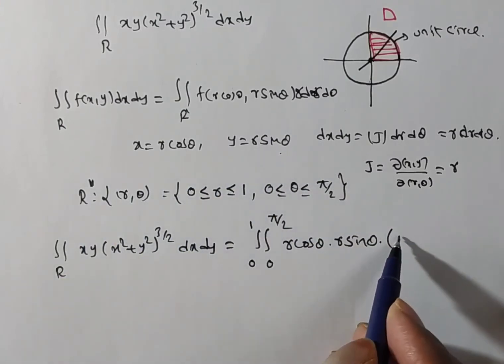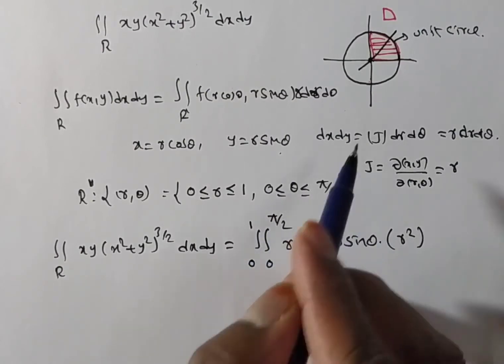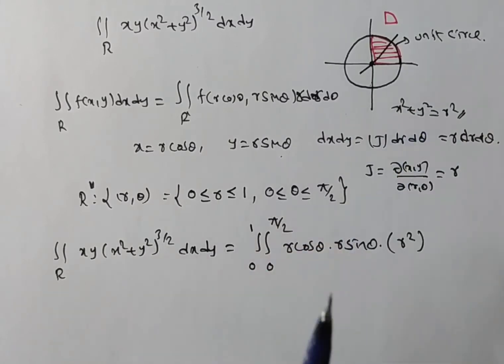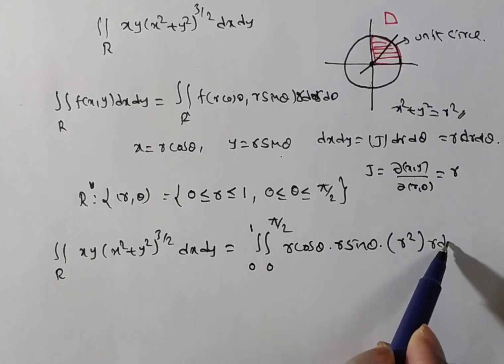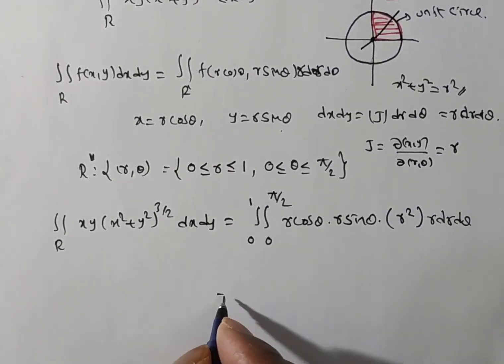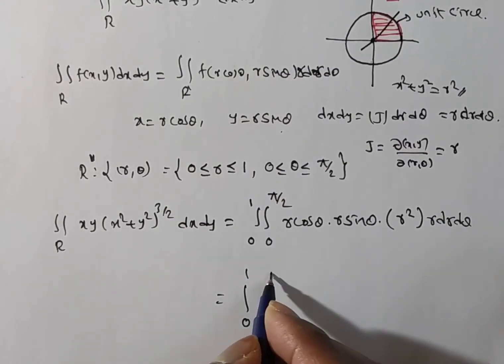If you add these two, you will have r square times cos square theta plus sin square theta, which is nothing but 1. So you will get x square plus y square equal to r square. And dx dy, what do you have? r dr d theta. That's it. Now you have to evaluate this one. Observe the limits are 0 to 1 and 0 to pi by 2.